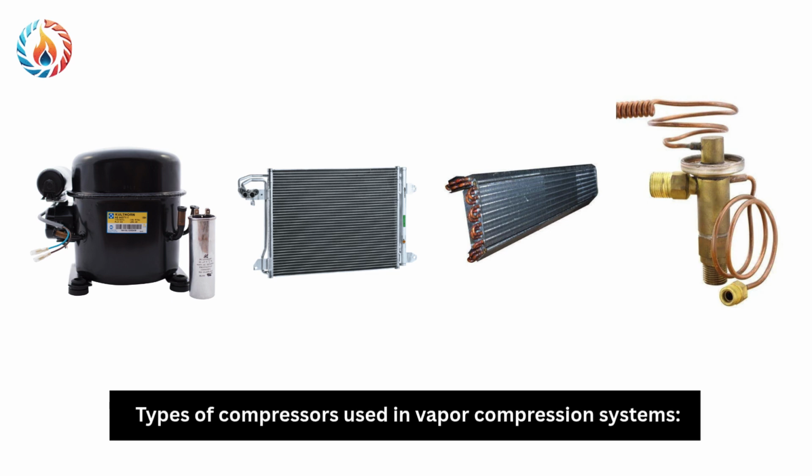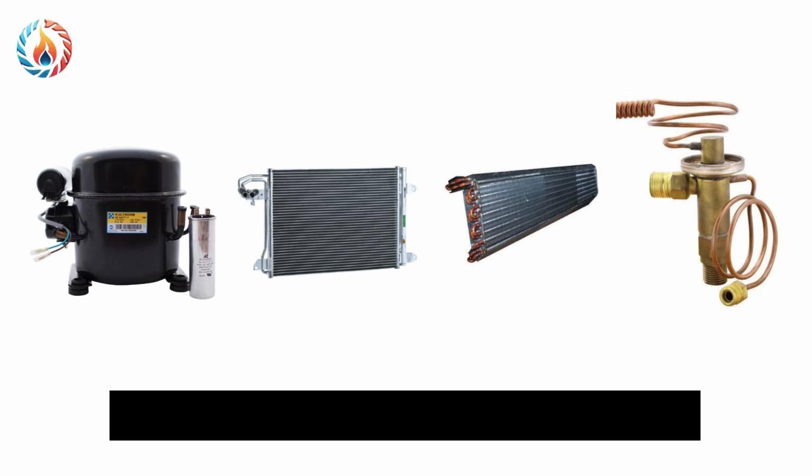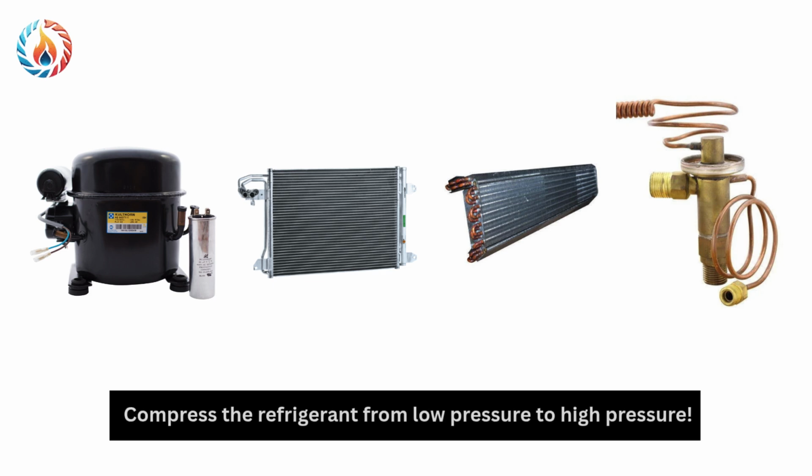Types of compressors used in vapor compression systems: reciprocating, rotary, scroll, screw, centrifugal. Each type works differently, but all do the same job. Compress the refrigerant from low pressure to high pressure.